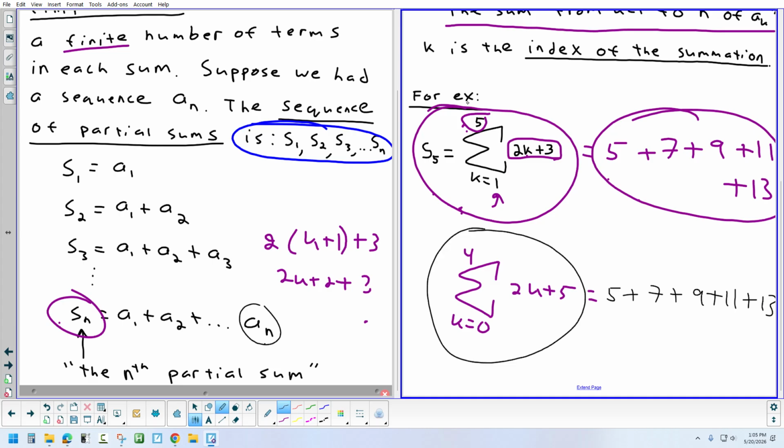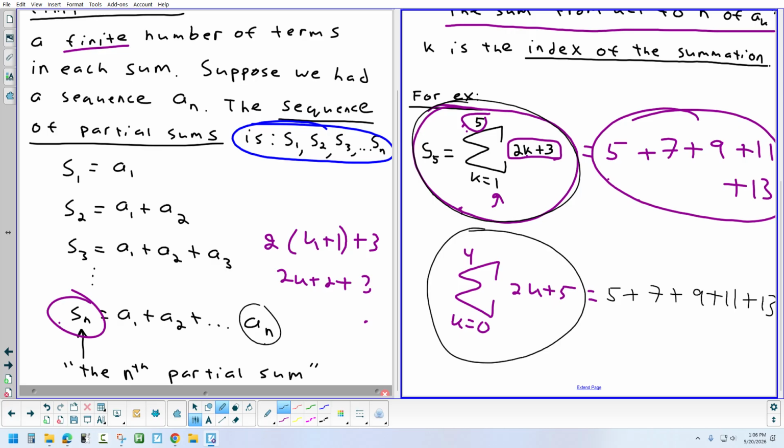This and this are exactly the same thing. There's no difference. So what I did here, this is called re-indexing. I changed the index, but I still ended up with the same result. 1 is probably the most common index you would start with, but you don't have to. You could start with 10. You could start with 13 if you wanted. You do have to start with an integer. You don't start with a decimal.